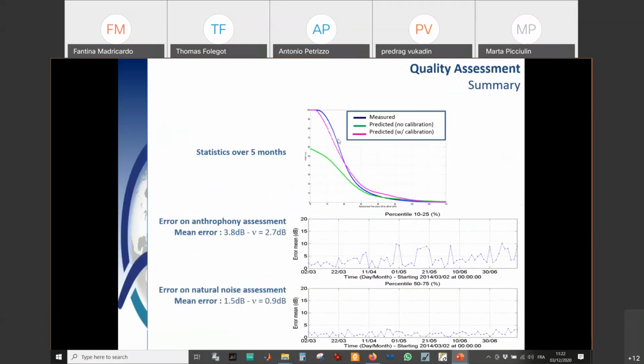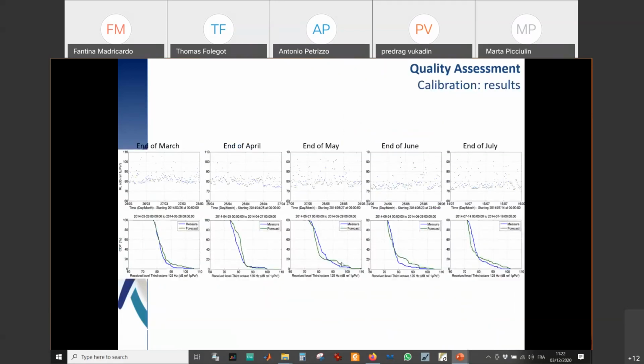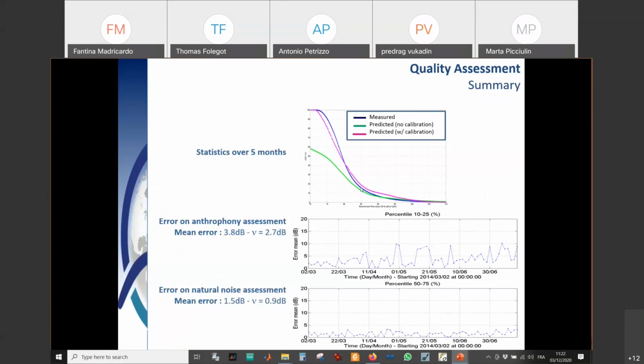So here is a synthesis over the 5 months. If we look at the overall statistical curve predicted without calibration, it gives us the one here in blue. And when we do the calibration, when we correct the bottom based on the measurement, we are able to match the total field, as here in purple. And then, of course, it's not perfect.